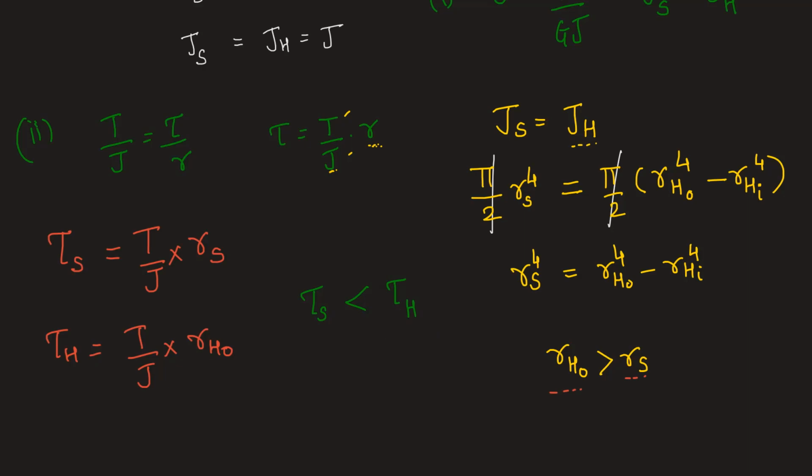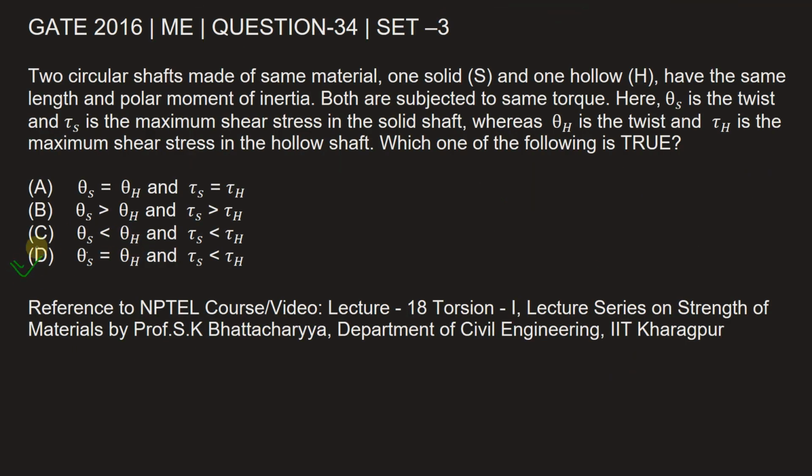Let's mark the correct option. Our correct option is option D. Angle of twist will be equal in both cases, while shear stress will be smaller for the solid shaft and greater for the hollow shaft.